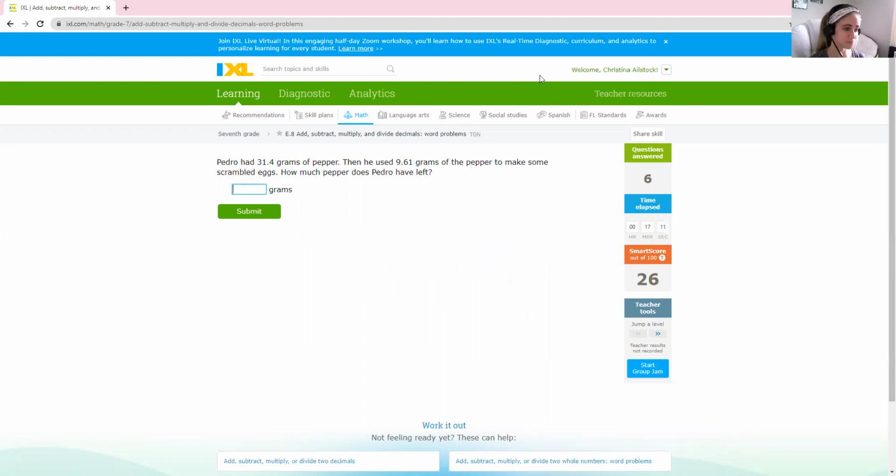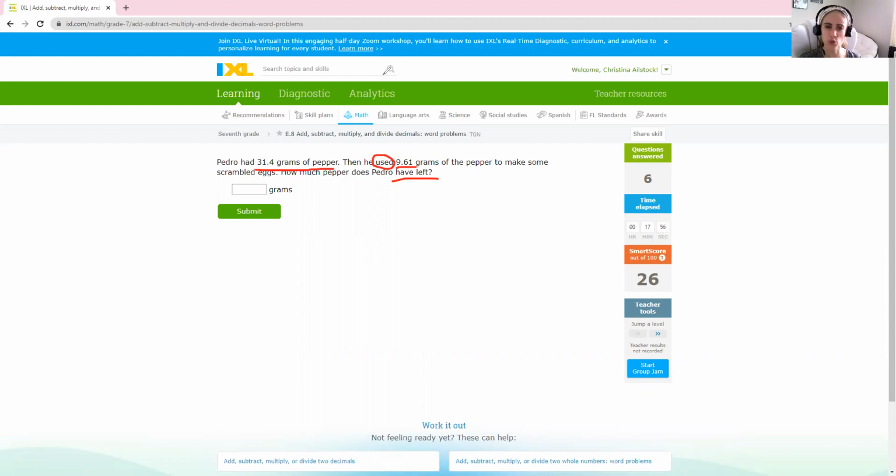Let's try number 3. Pedro had 31 and 4/10 grams of pepper. Then he used 9 and 61 hundredths grams of pepper to make some scrambled eggs. How much pepper does Pedro have left? Don't forget, read it that second time, mark up your word problem. So he had 31 and 4/10 grams of pepper, but he used 9 and 61 hundredths to make some scrambled eggs. And we want to know how much pepper he has left.